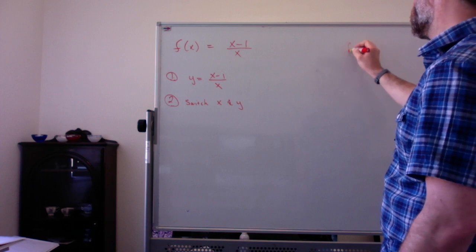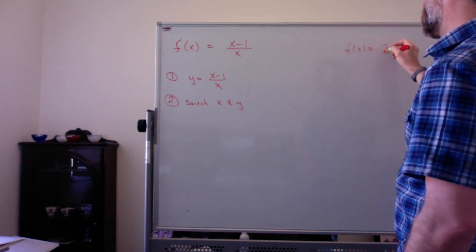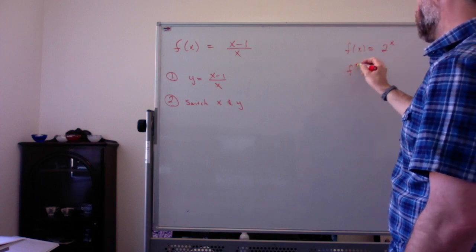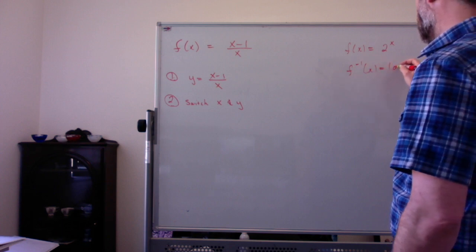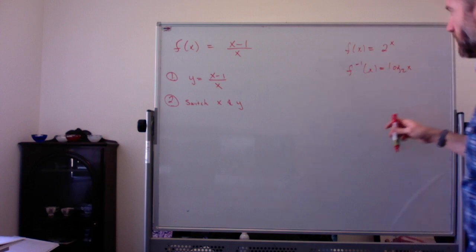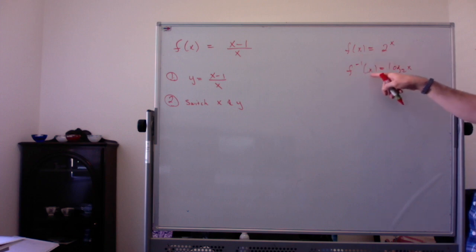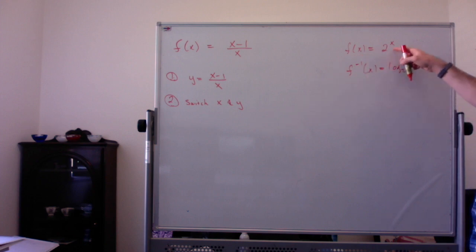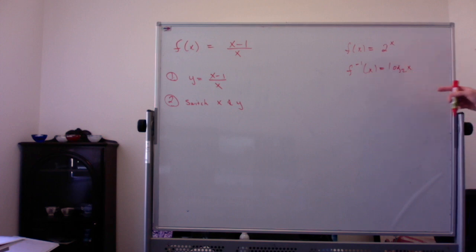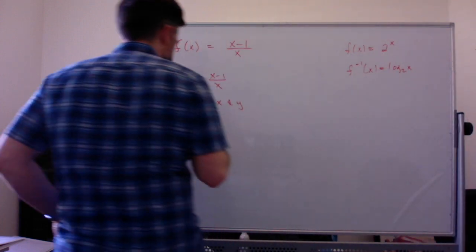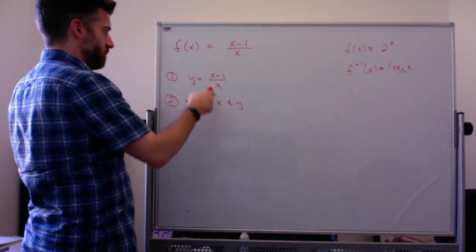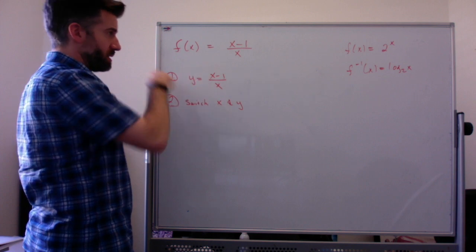My favorite example is something like f of x equal to 2 to the x and f inverse of x equal to log base 2 of x. Here the input can be 3 and the output is 8. Here the input is 8 and the output is 3. Because 2 to the third is 8, log base 2 of 8 is 3. These functions are designed to be inverses because they're designed to undo each other. So, same idea here. We're going to find the thing that undoes what this does.